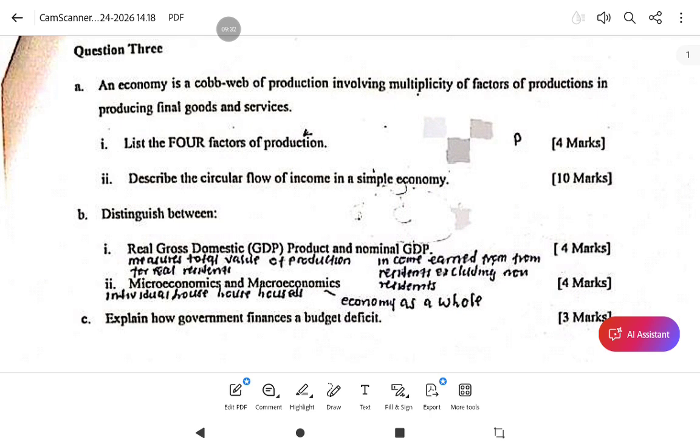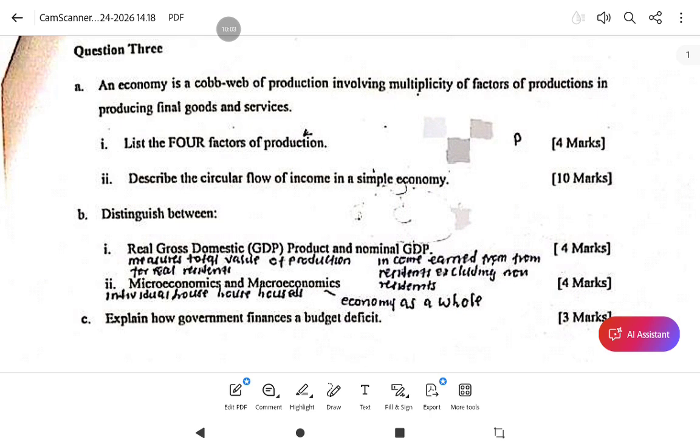You should also take note that in a simple circular flow of income model, there are no governments, there are no banks, and there is definitely no foreign sector. The reason for this is because we want to simplify the model so that we can make it easier to understand and for us to be able to relate it at a larger scale when it comes to reality. As you know, models simplify reality so that we can get basic concepts. So now here you've been told to describe the circular flow of income in a simple economy.